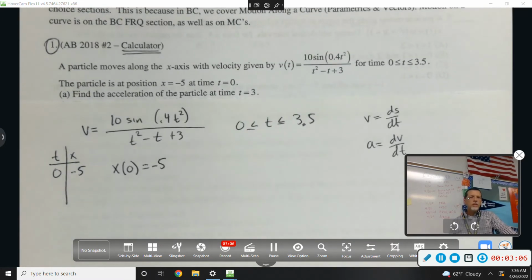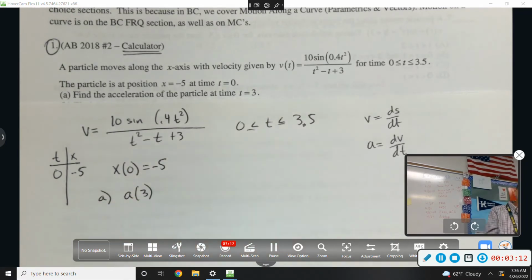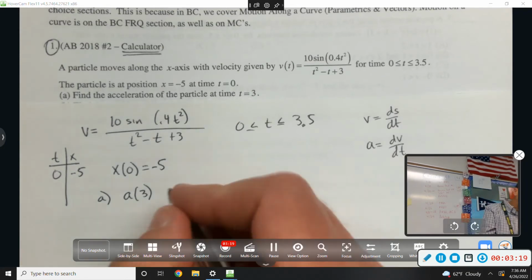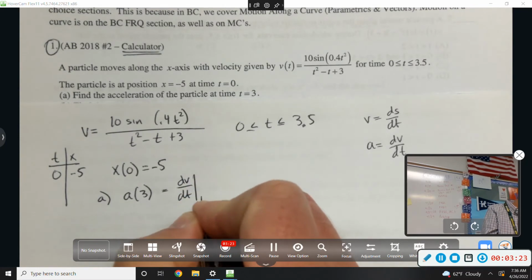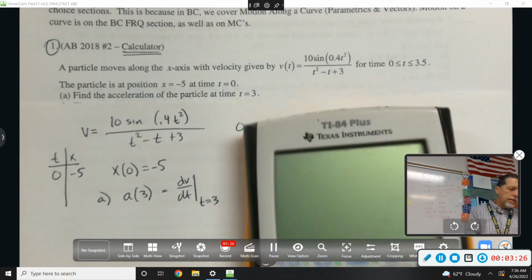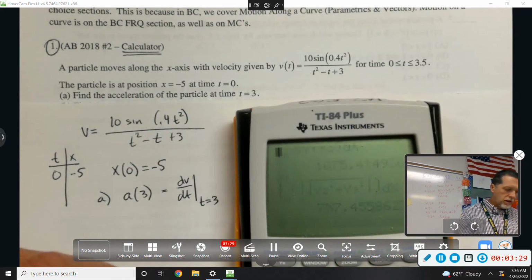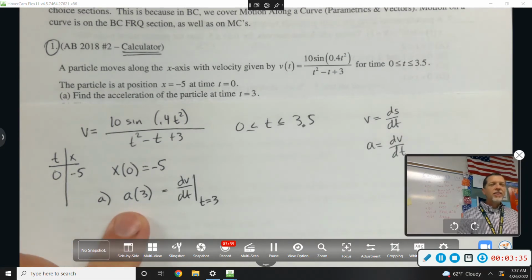Find the acceleration of the particle at time 3. So how am I going to find the acceleration of the particle at time 3? Take the derivative of velocity and plug in 3. Except I'm not really going to take the derivative. I'm going to let the calculator take the derivative. Where'd the A come from? Did you just pick there we go, I see it, acceleration. Find the acceleration, yeah.